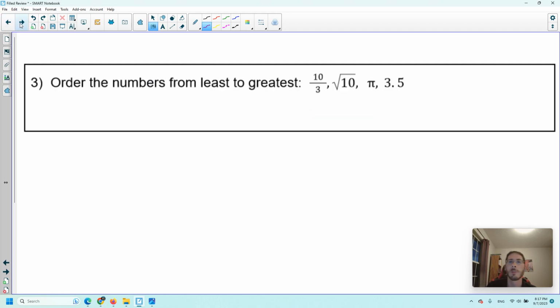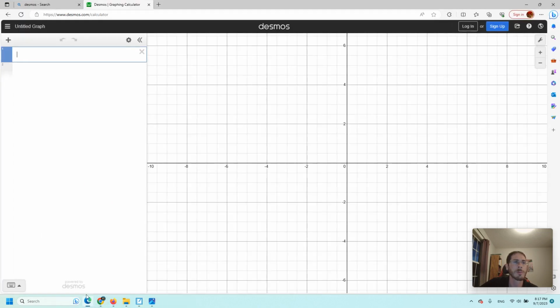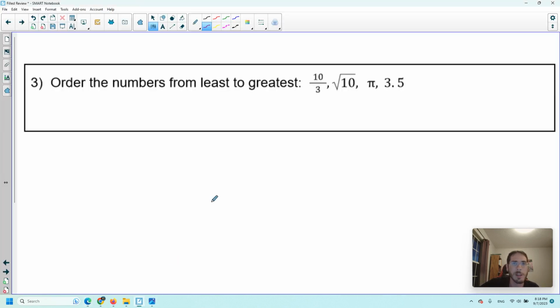For 3, order the numbers from least to greatest. Probably easiest to turn these all into decimals, unless you're familiar with what some of these ones are. So 10/3, again, if we want, we can throw that into Desmos right here and do 10 divided by 3 to get 3.3 repeating. So 3.3 repeating as a decimal is 10/3.